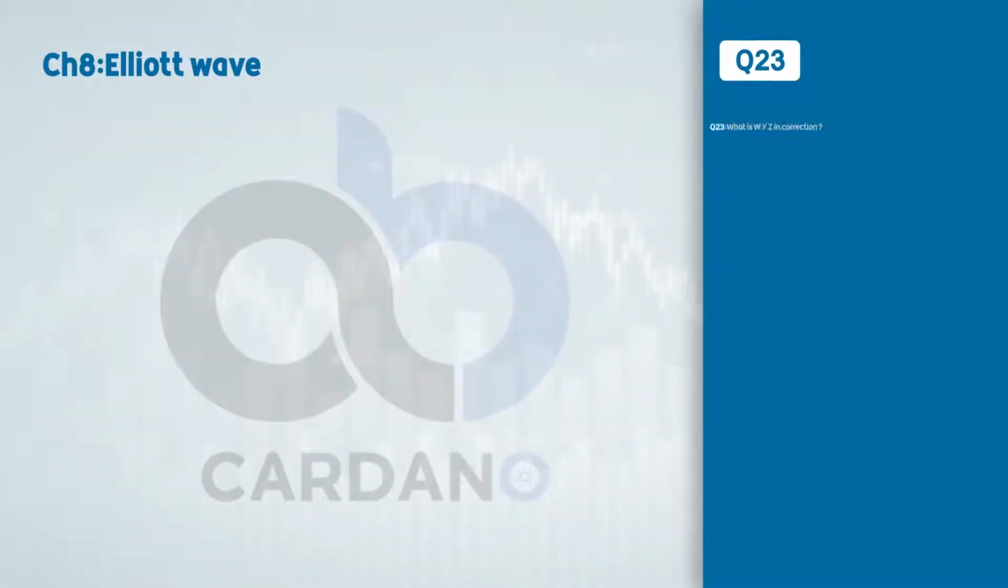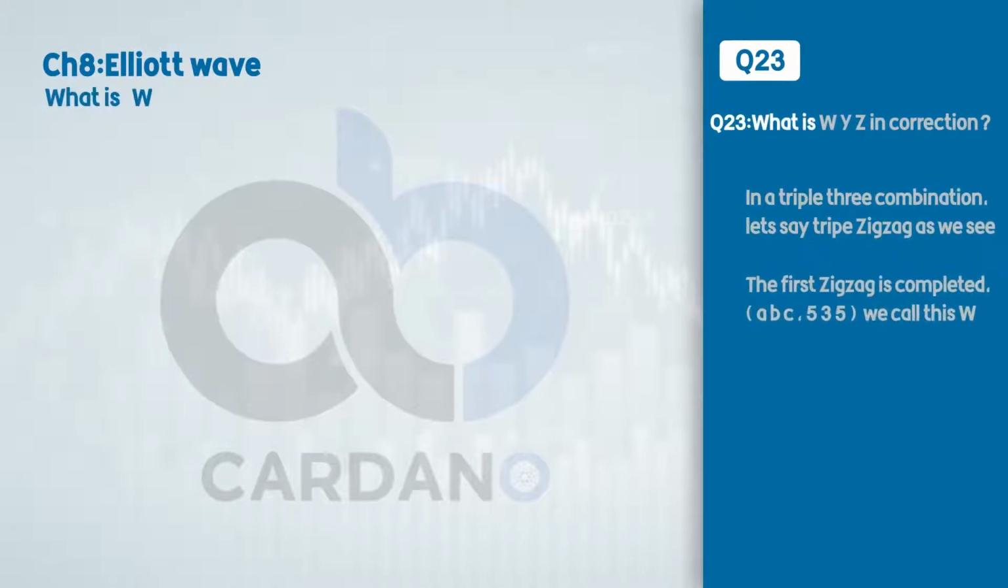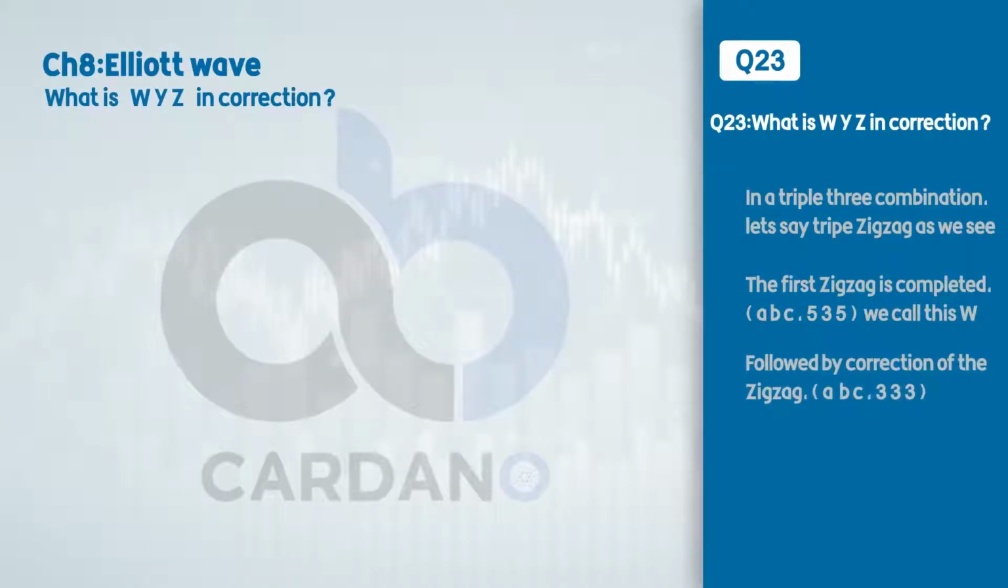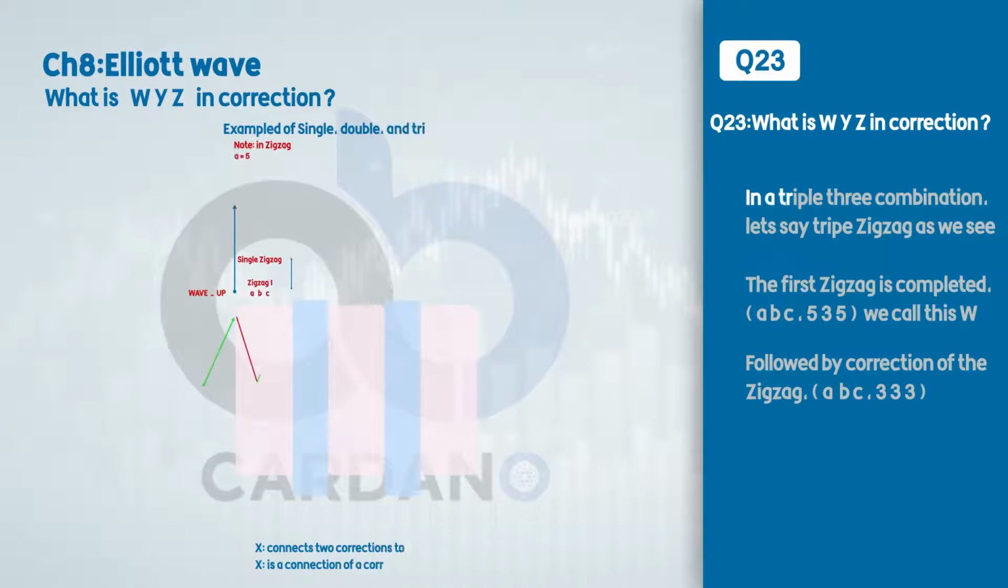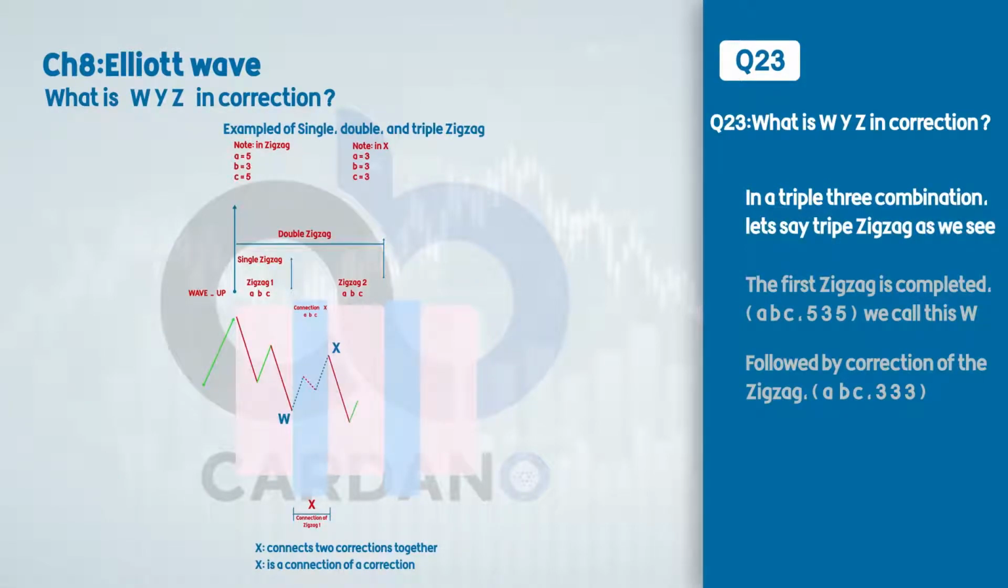Question number 23. What is WXY in correction? The answer is, in a 333 combination, let's say triple zigzag, as we see, the first zigzag is completed, A, B, C, 5, 3, 5. We call this W, followed by a correction of the zigzag ABC, 3, 3, 3.